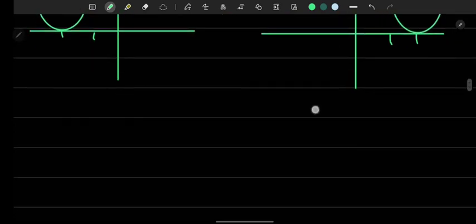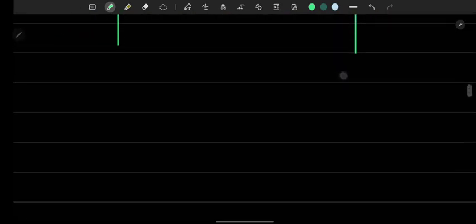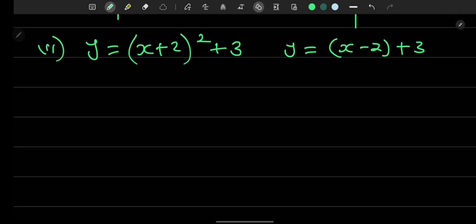Okay, so let's consider examples that combine the two together. Suppose you have something like this. These two examples are a combination of both vertical shift and horizontal shift. The plus 2 here is a horizontal shift, and it implies 2 units to the left. Plus 3 here is a vertical shift, and that is 3 units above the x-axis. While for the second question, where you have x minus 2, minus 2 here implies 2 units to the right, and 3 here implies 3 units above the x-axis.